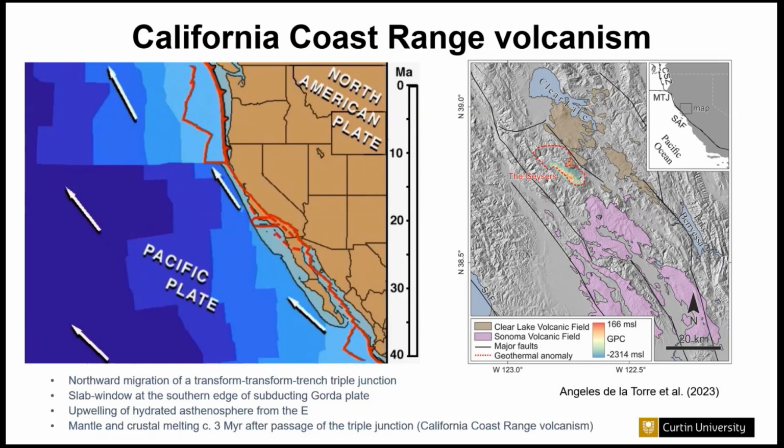The purple units below, this is the so-called Sonoma volcanic field. That is an older phase, and the brownish colors, along with this red dashed area, that is the younger, currently active volcanic field. That includes this geothermal field, The Geysers.